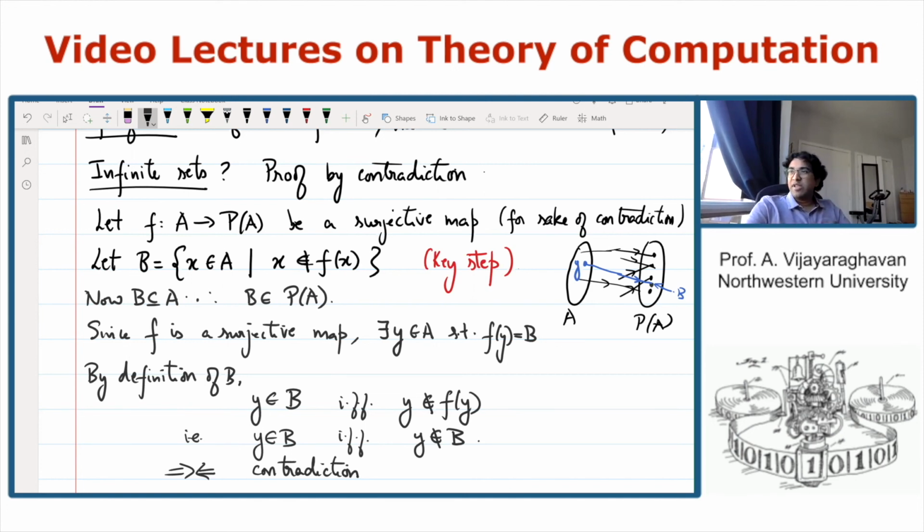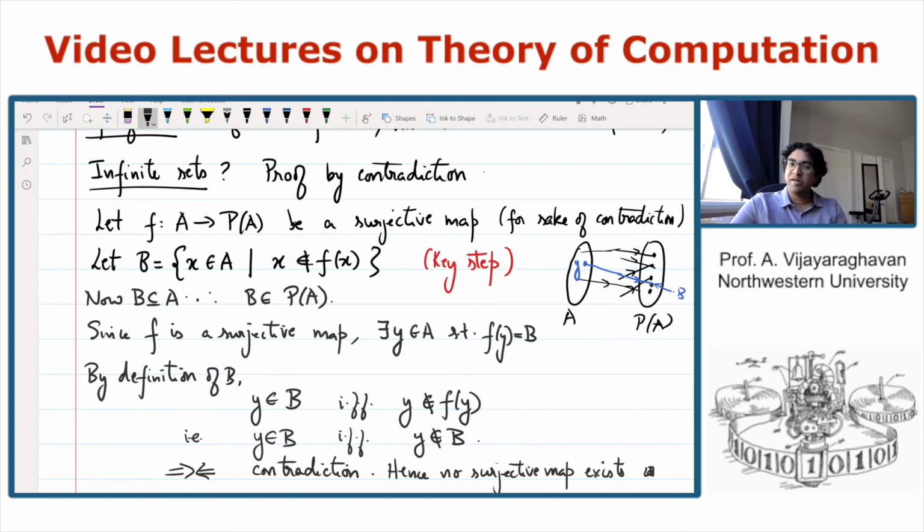And this proves that there cannot be any surjective map. Okay, this completes the proof. So the key step in this diagonalization proof is to construct the set B.